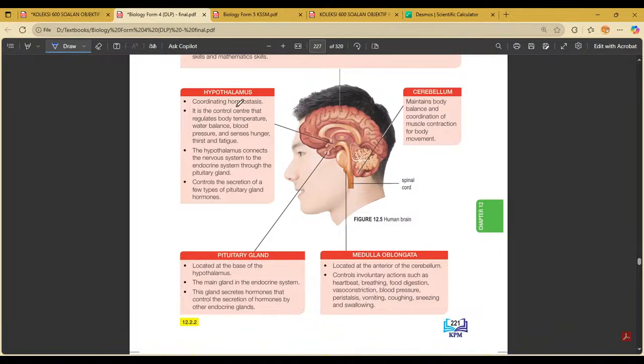While the hypothalamus and medulla oblongata are more about involuntary action. Hypothalamus is homeostasis and controls secretion of a few types of pituitary gland hormones, while medulla oblongata controls regular involuntary actions like heartbeat, breathing, digestion, etc.